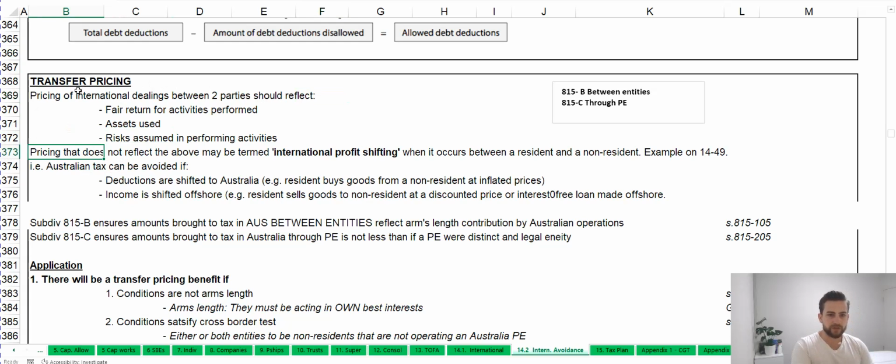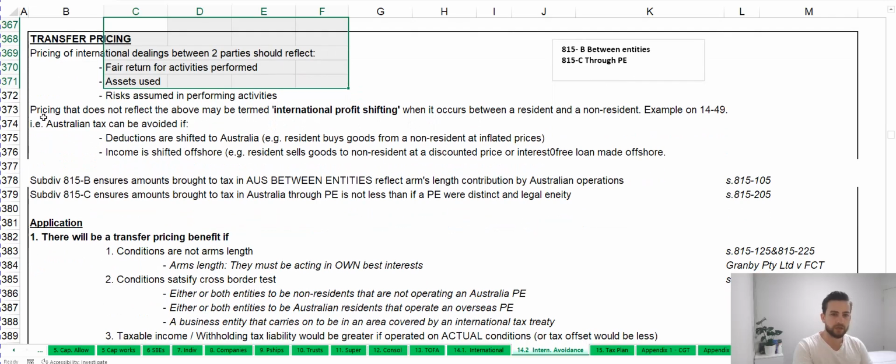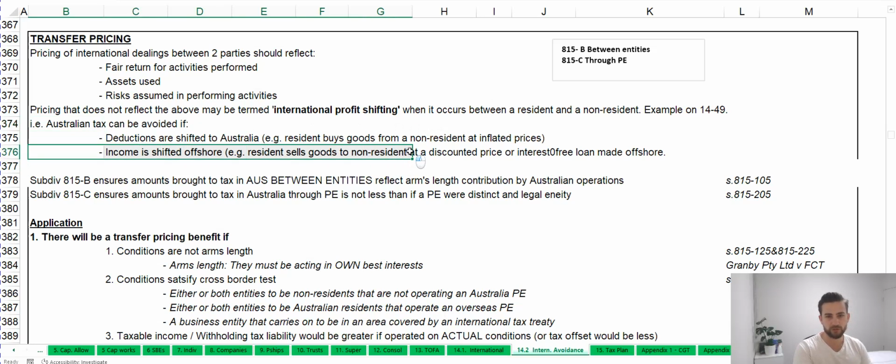Basically, international dealings between two parties should be a fair return for activities performed, for assets used, and for the risks assumed in performing those activities. Any pricing that does not reflect the above may be termed international profit shifting when it occurs between a resident and a non-resident. I.e., Australian tax can be avoided if deductions are shifted to Australia, e.g. a resident buys goods from a non-resident at inflated prices, or income is shifted offshore, e.g. a resident sells goods to a non-resident at a discounted price or makes an interest-free loan offshore.